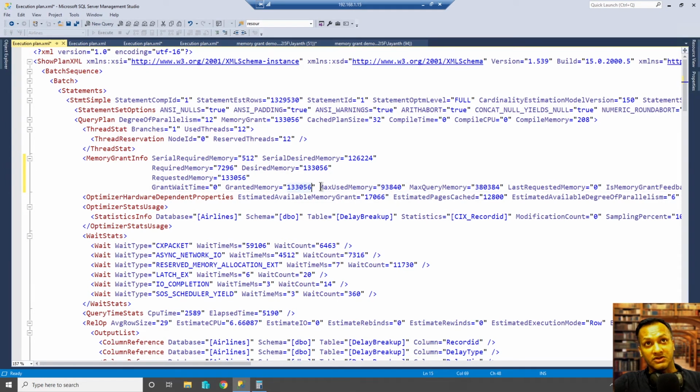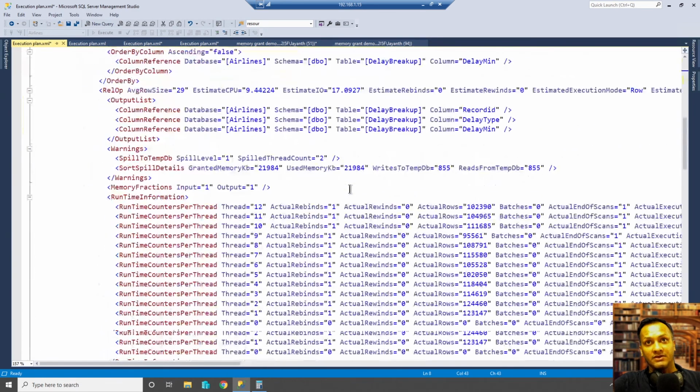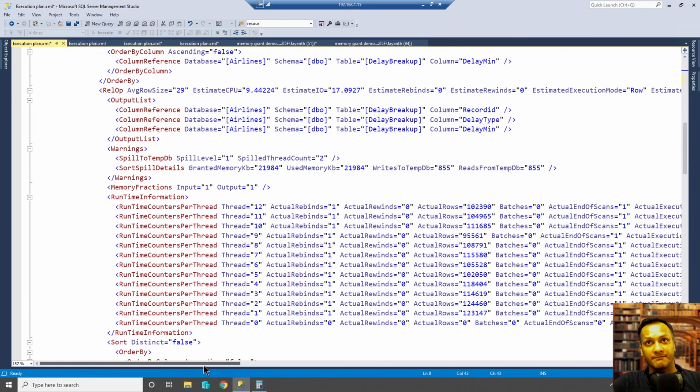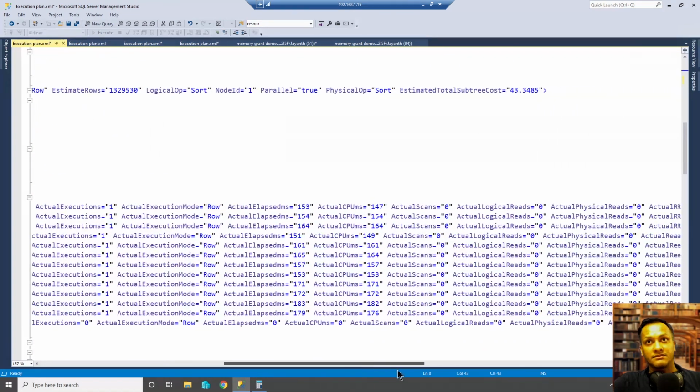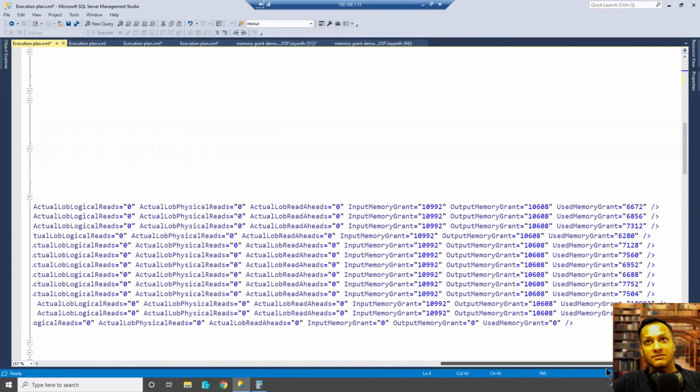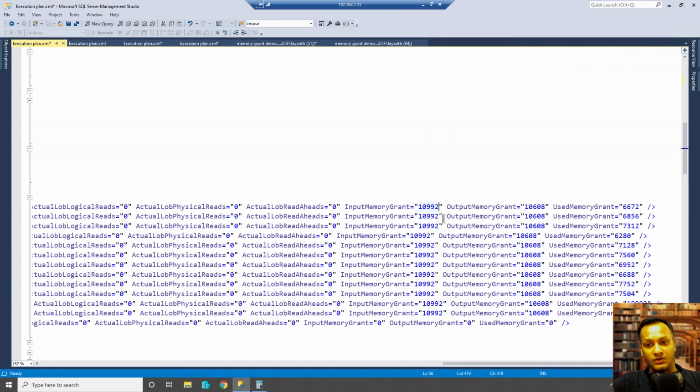And here the important thing to keep in mind is that this 133 MB that we're seeing is spread over 12 processors, or 12 cores basically. So you want to divide this granted memory, which is 133, by 12, and when you do that, you'll end up with approximately 10992, which is 10 MB per CPU thread. So you take this 10, take this 10, take this 10, and add it all up, and that's how you get the request for the granted memory.